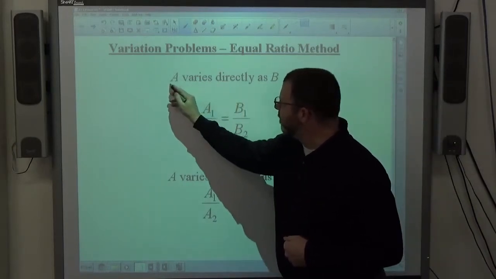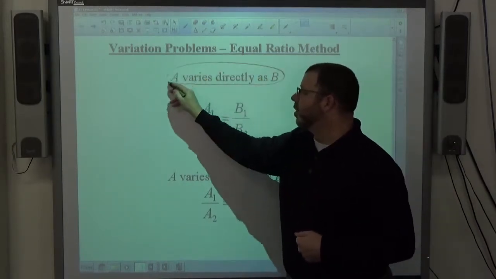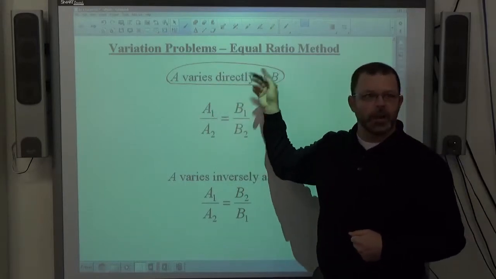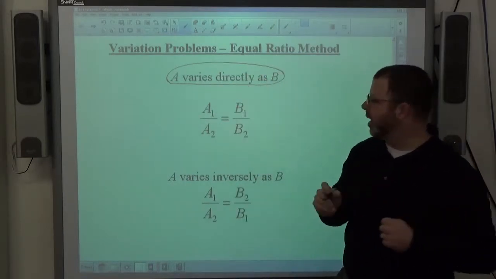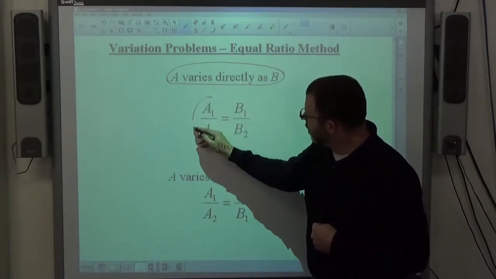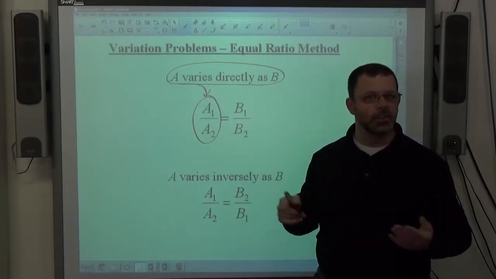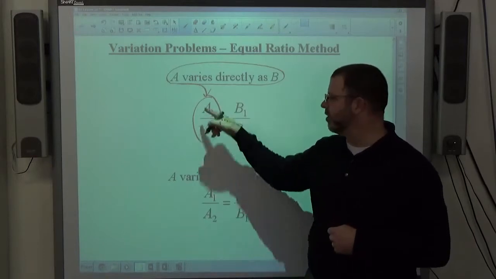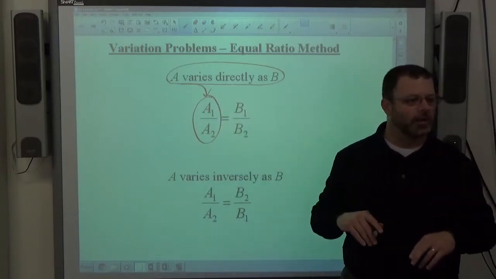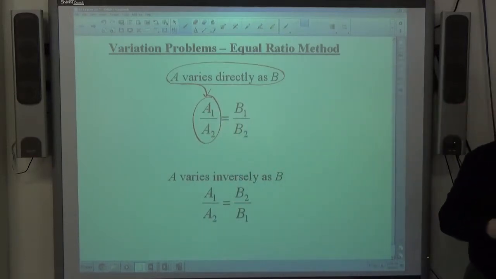If A varies directly as B, so girls vary directly as boys, dogs vary directly as cats, something varies directly as something else. Whatever the first thing mentioned is A1 over A2. So if it's dogs, D1 over D2. If it's elephants, E1 over E2. Whatever category is there. Subscript 1 on top, subscript 2 on bottom.